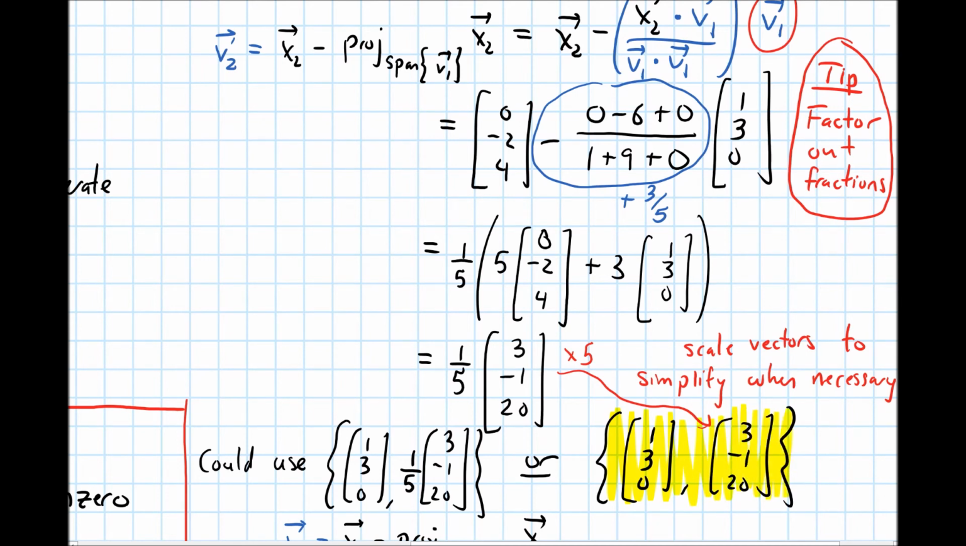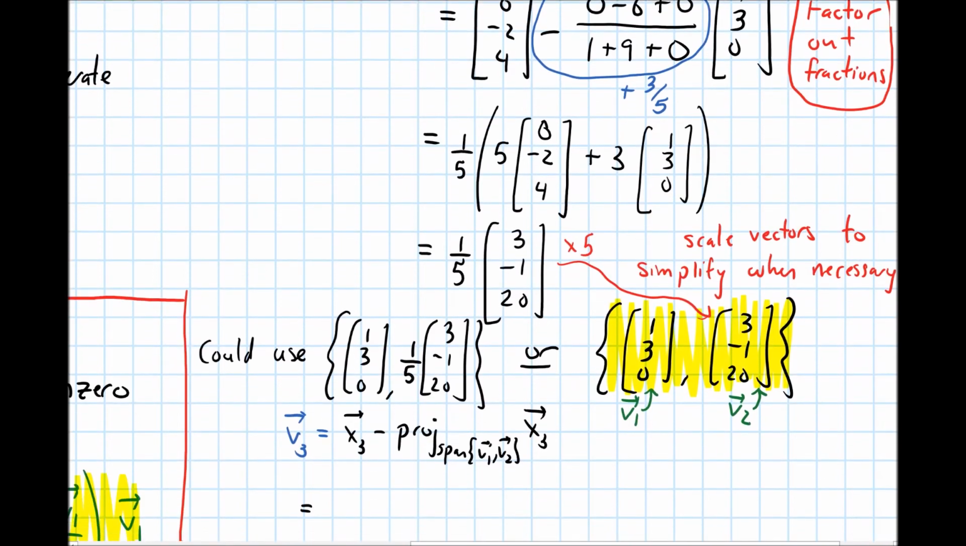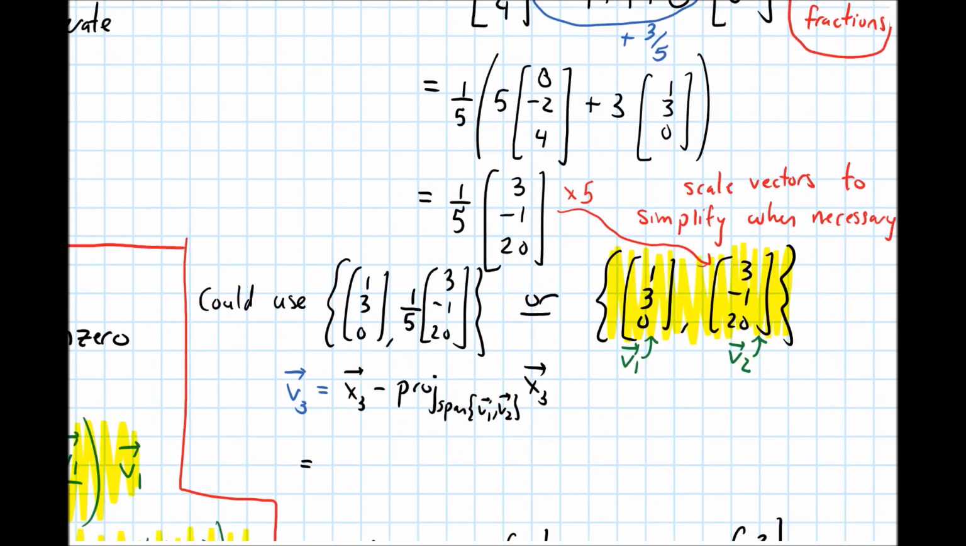All right, so at this point, v1 is this vector right here. I'm going to say that v2 is now this vector. So it's not the version with the 1/5 anymore. I've decided to scale it, and v2 is going to be this. All right, so let's keep going with our Gram-Schmidt. We are ready for v3. Let's give ourselves a little bit more room.